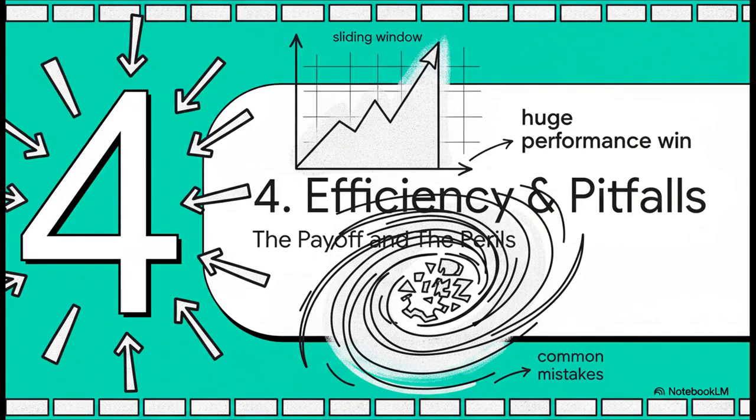So we know it's powerful, but how powerful exactly? And just as important, what are the traps we need to avoid when we're actually trying to write the code? This section covers that huge performance win and the common mistakes to watch out for.